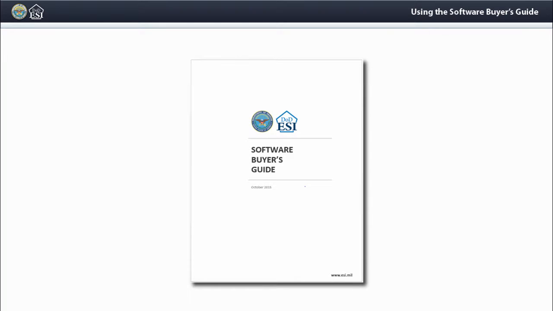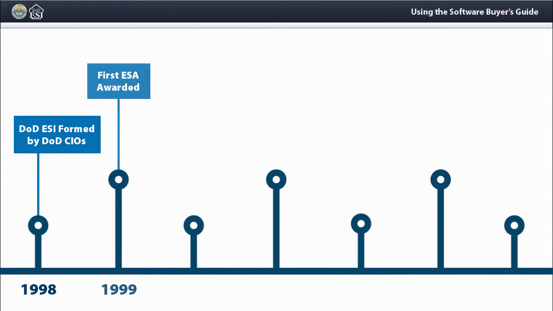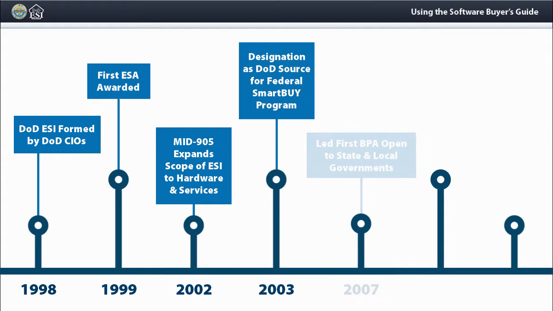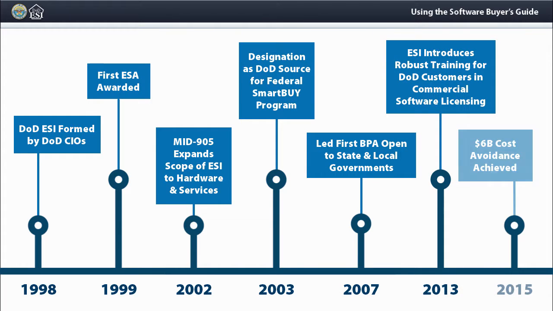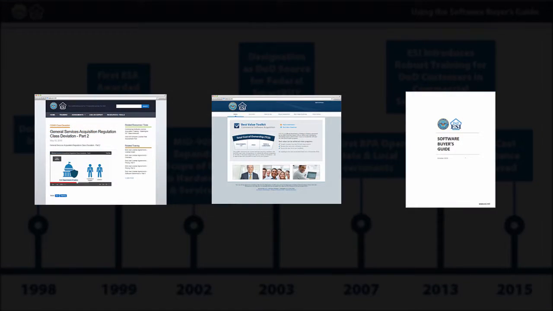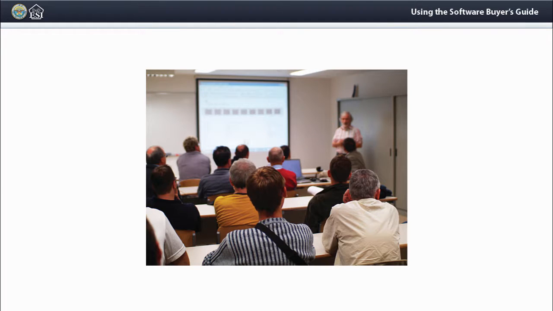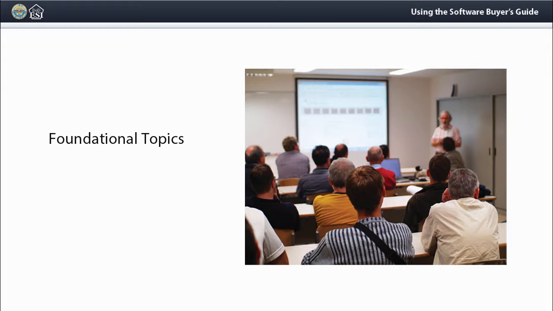In this tutorial, we will explain how to use the DoD ESI Software Buyer's Guide. Since 1998, DoD ESI has developed contract vehicles and tools to help government IT buyers use best practices to acquire and manage commercial software. DoD also delivers a two-day class that covers many foundational software-related topics and negotiating guidance for specific terms and conditions found in a software license.